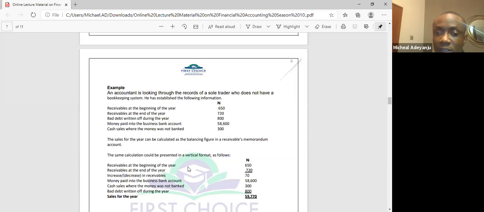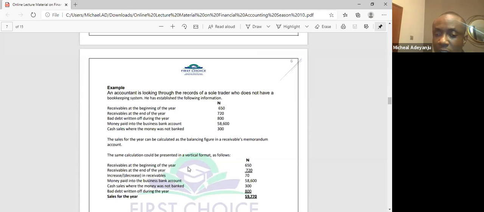Then the sales for the year can be calculated as the balancing figure of the receivables memorandum account. Receivables at the beginning of the year is how much? 650. At the end of the year is 720. What does that mean? It means that more debtors actually came in. 650 minus 720 will give you 70.